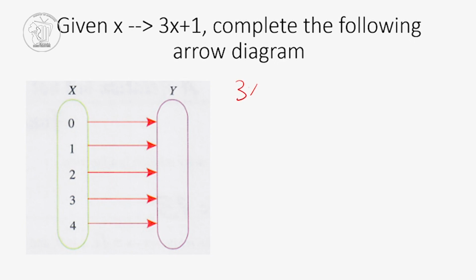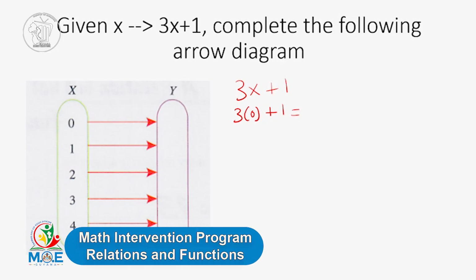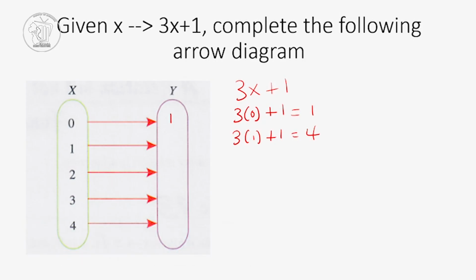So the rule is 3x plus 1. So this will be 3 multiplied by 0 plus 1. 3 times 0 is 0, plus 1 would be 1. So 0 will be mapped onto 1. Then we have the next element in the domain, which is 1. This is 3 multiplied by 1 plus 1, which is equal to 3 ones are 3, plus 1 would be 4. So the element here would be 4 in the codomain.